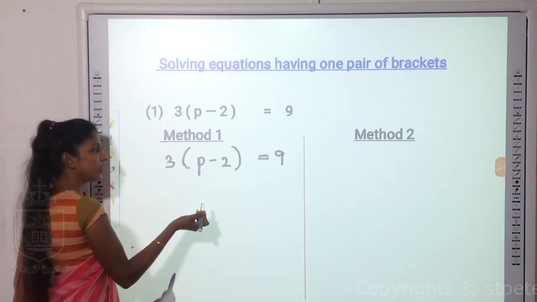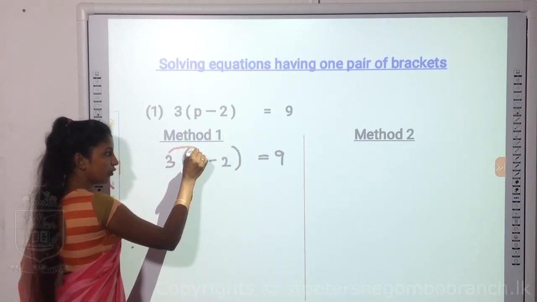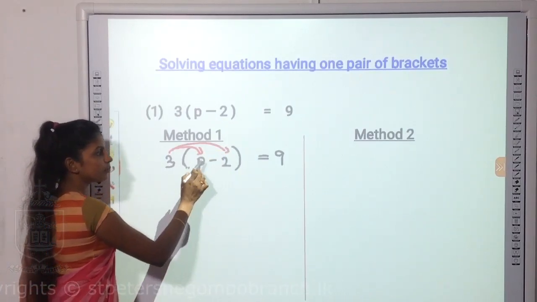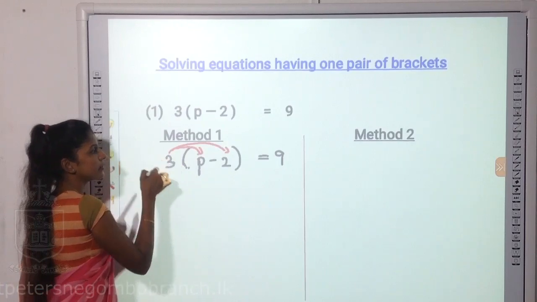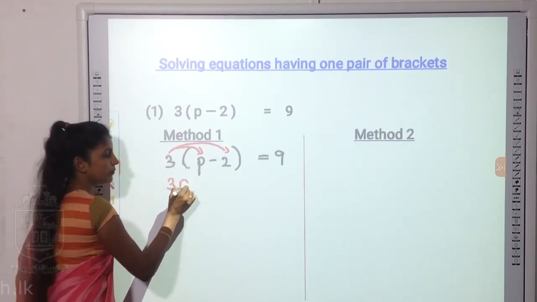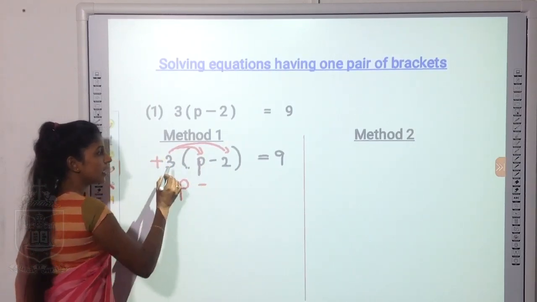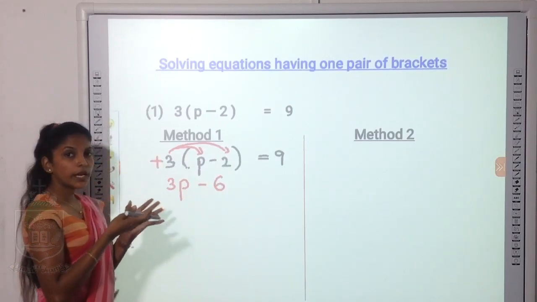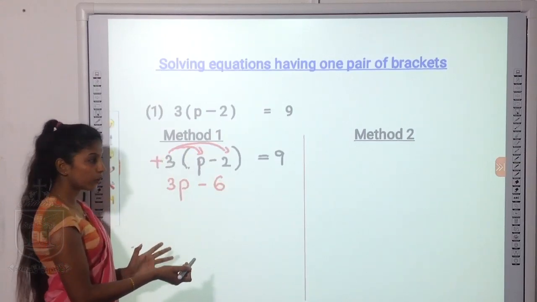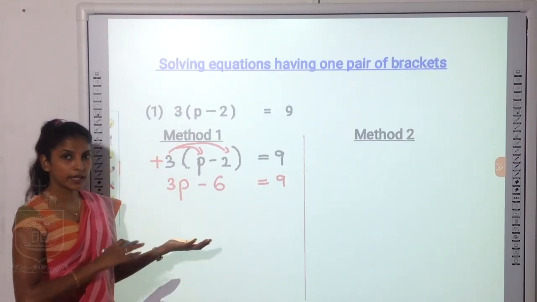So in the first type, what we are going to do is, we are going to multiply this 3 with the terms inside the bracket. There are two terms, so both terms are multiplied with this number outside the bracket. So 3 into p, answer is 3p. Since it is plus into minus, minus, 3 times 2, 6. So now the bracket has been removed. So you are going to remove the bracket by multiplying. Okay, so that's the first method. And then here you have 9. Now you all can see the bracket has been removed.